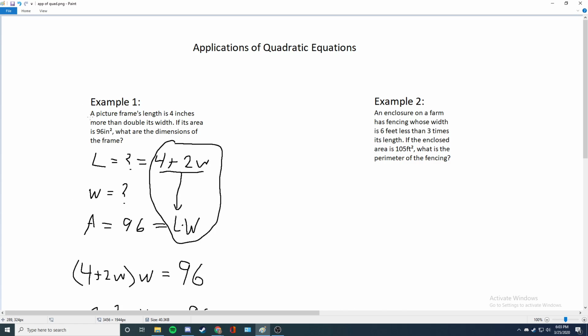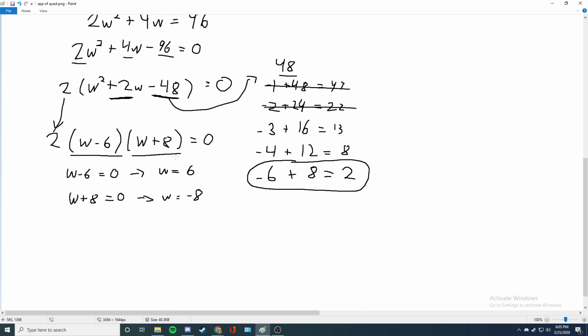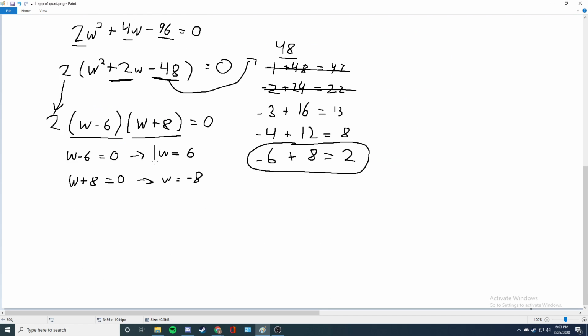So remember the context of the problem. We have a picture frame, and we're dealing with its width in inches. So with these two solutions for the width, the negative 8 kind of is irrelevant, since we can't have a negative width, we're going to just take that positive 6.